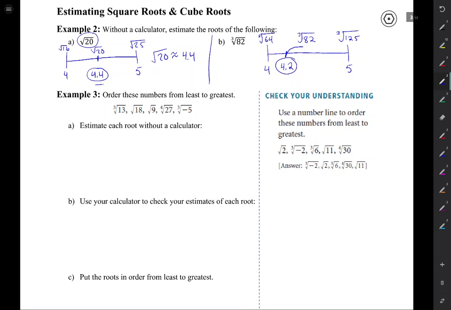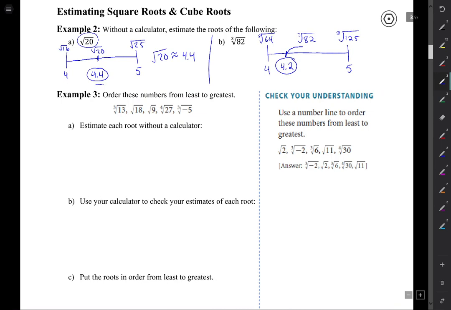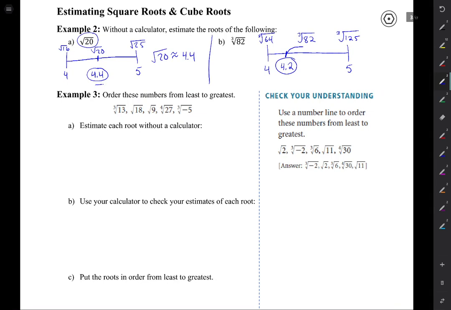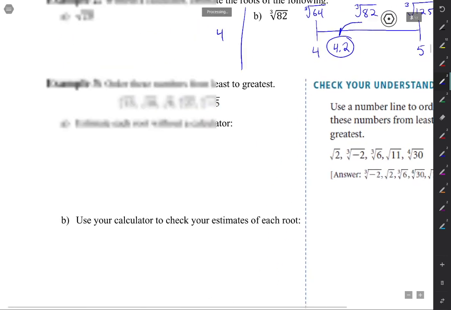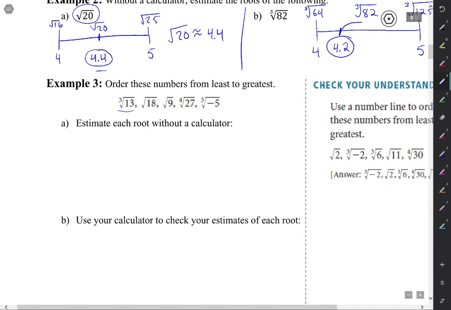So in example 3, we want to order these numbers from least to greatest. Now remember, in this unit, we're not allowed a calculator, so we need to get good at estimating these things. So we would make a little number line for each of them and give a good estimate. Let's start with the cube root of 13. I didn't leave that much space here, I apologize.